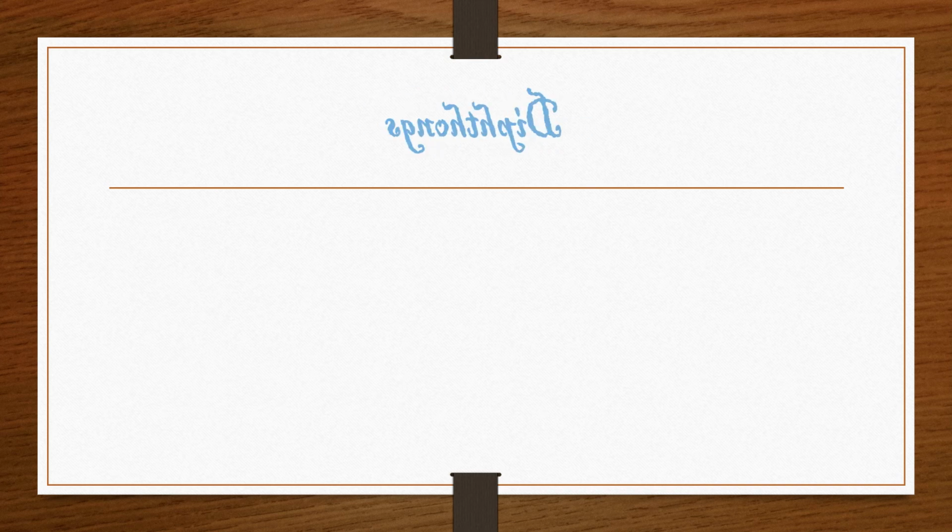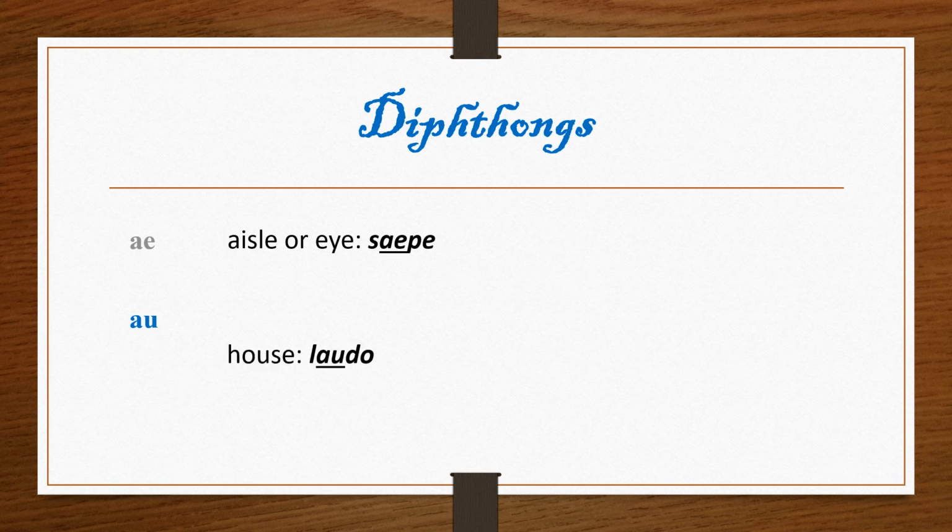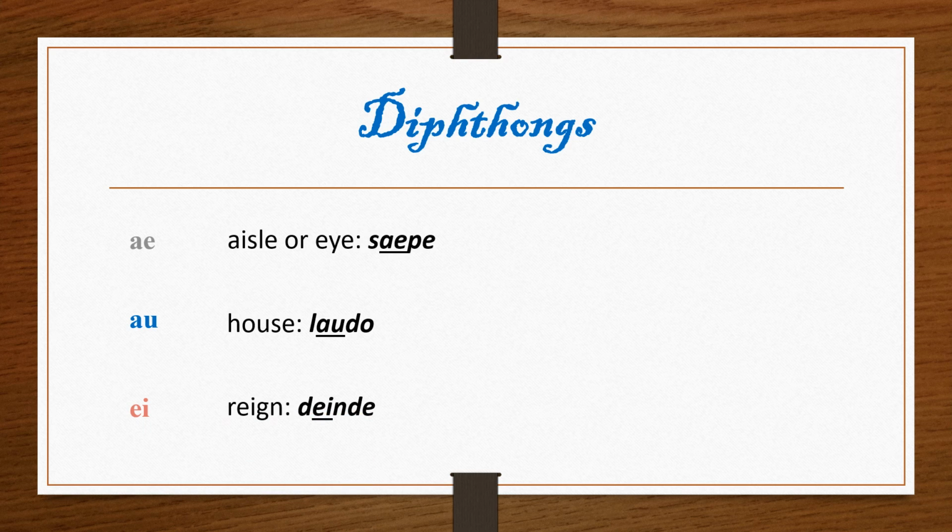Now, let's focus on the diphthongs. The first one is pronounced like the English word I'll or I. So an example in Latin is saepe, which means often. The next one is au, like house, so laudo, that means praise. In addition to that, ei, like the English word rain, and an example in Latin is deinde, that means then. The fourth one is eu, in a Latin word seu, which means or.